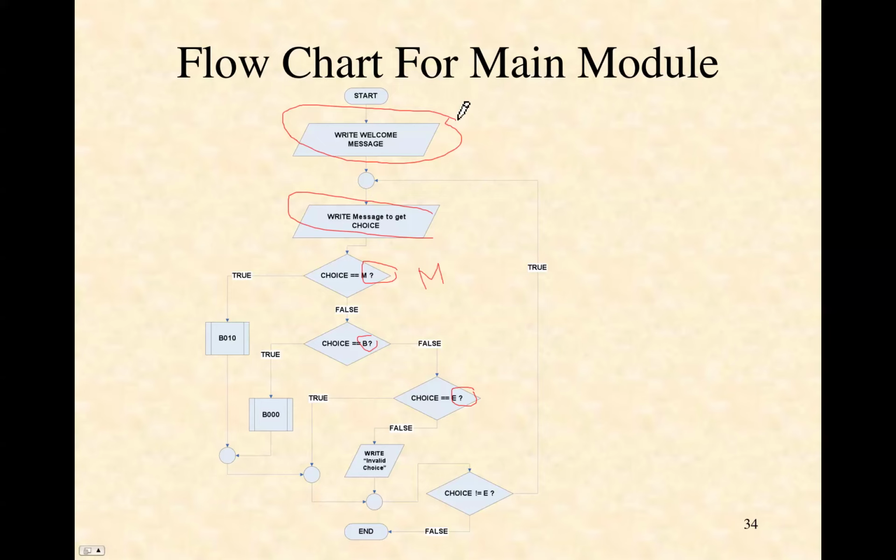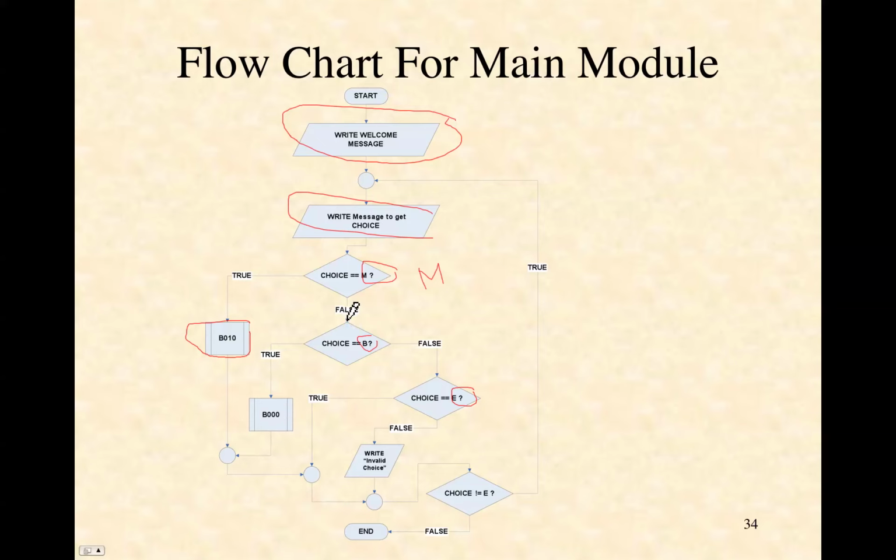All right, okay. So if choice equals M, if that is true, we call the module B010, which basically handles the task of mailing a parcel. Okay, it does everything for it. And once that is finished, then we join here, somewhere here, and we'll see that in a minute one more time.